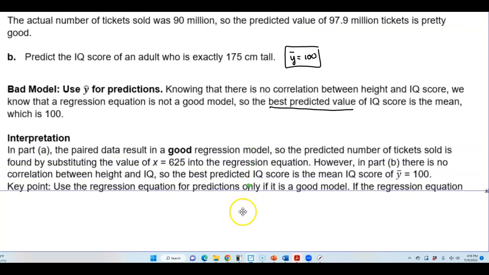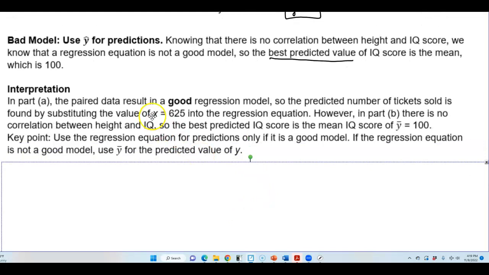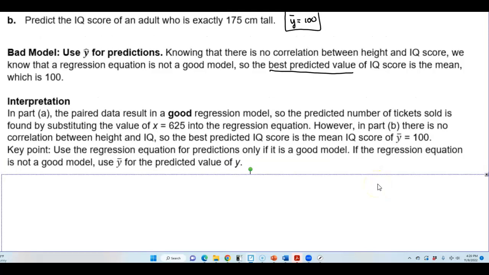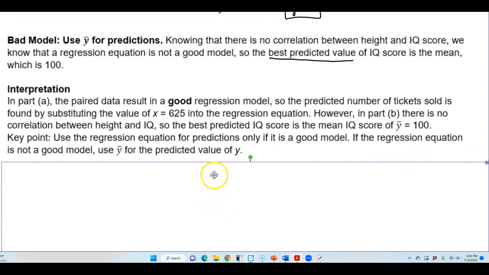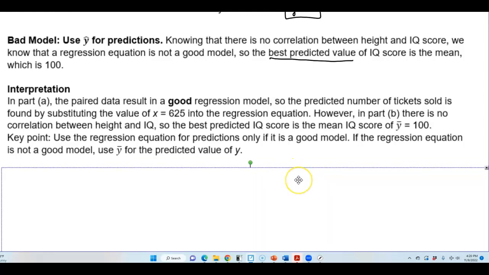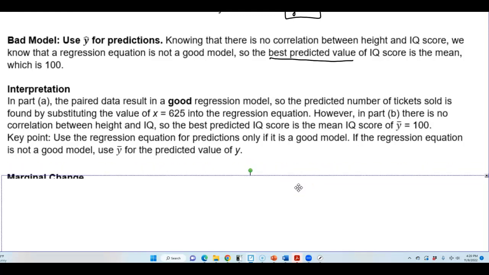So here's our interpretation. In part A, the paired data result in a good regression model, so the predicted number of tickets sold is found by substituting the value of x equals 625 into the regression equation. However, in part B, there is no correlation between height and IQ, so the best predicted IQ score is the mean of the y values, which is equal to 100. Now, key point: use the regression equation for predictions only if it is a good model. If the regression equation is not a good model, then you use the mean value of y as the predicted value of y.